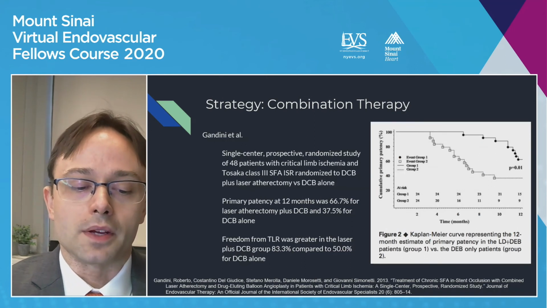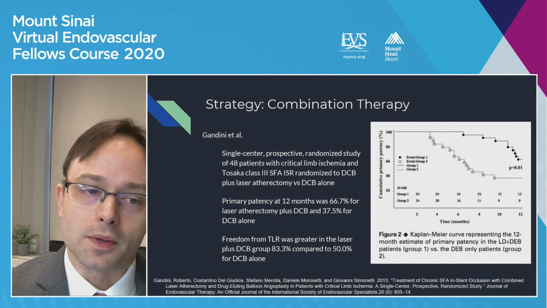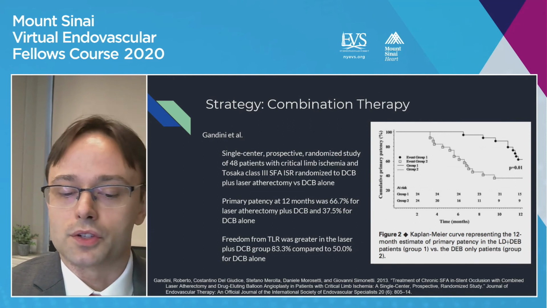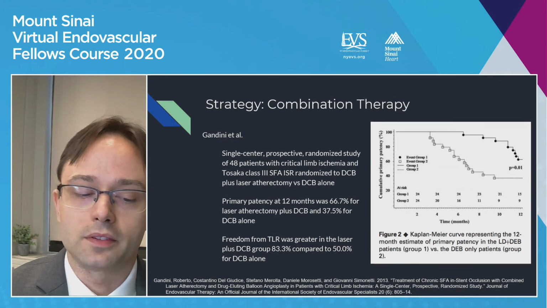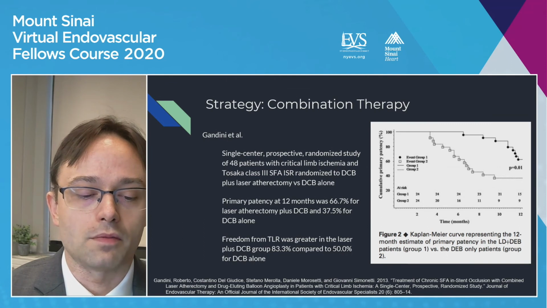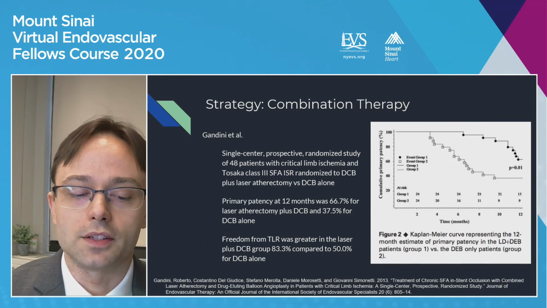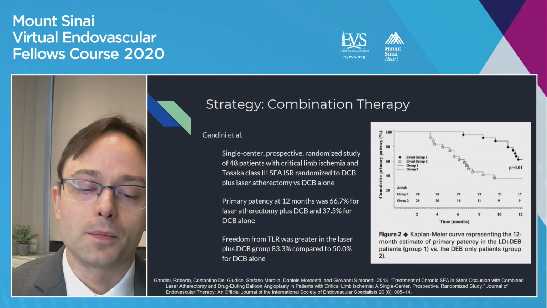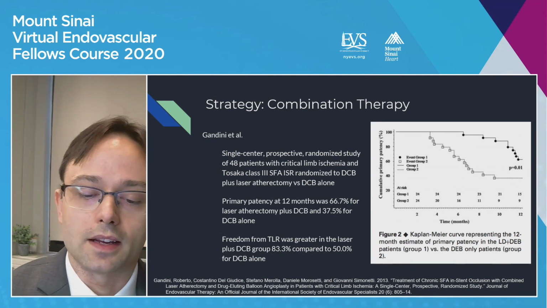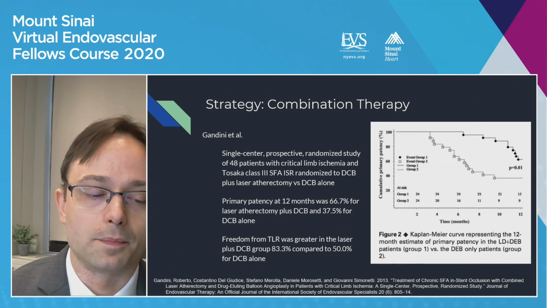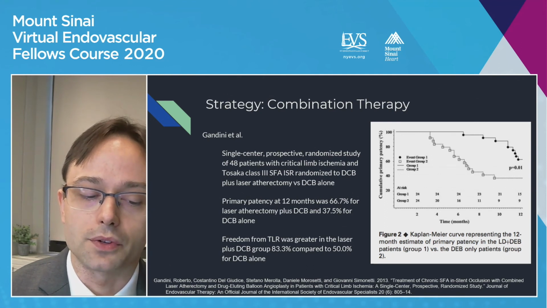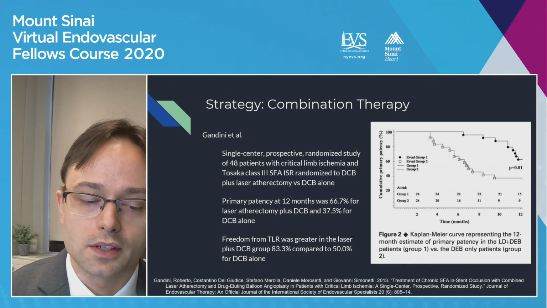Gandini et al. also evaluated the combination of laser atherectomy and drug-coated balloons compared to just drug-coated balloons alone. And they found that two-thirds of the laser plus DCB group demonstrated primary patency at 12 months with freedom from target lesion revascularization in 83.3% of patients, which is impressive in this study, given that the cohort was drawn from patients with CLI and Tosaka 3 complete stent occlusions.